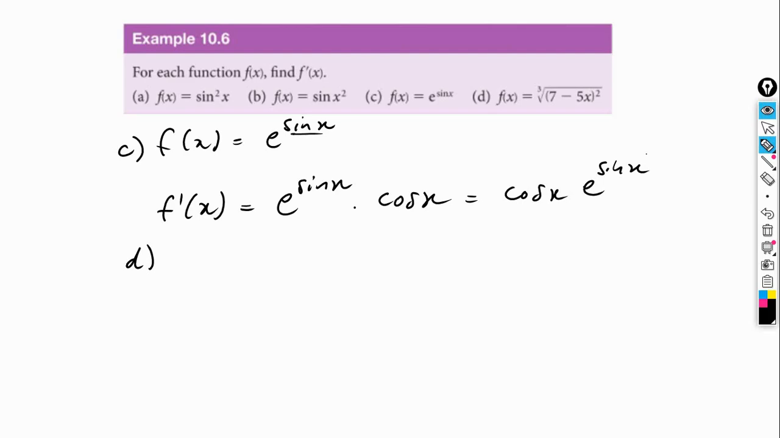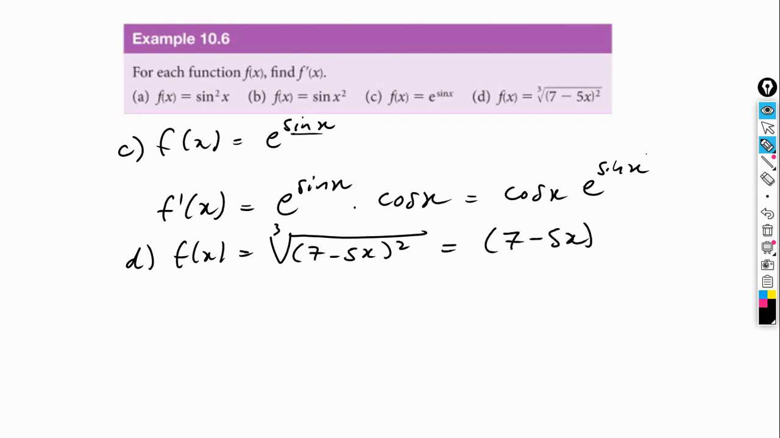Then we have D, and D is f of x equals the cubic root of (7 minus 5x), squared. So whenever you have roots, always change that into exponential form. So how would this be in exponential form? Remember that this is going to be parenthesis 7 minus 5x to what power? Well, this number is the top number because it's the exponent, and this is the bottom number because it's the root. So this is to the power of 2/3.